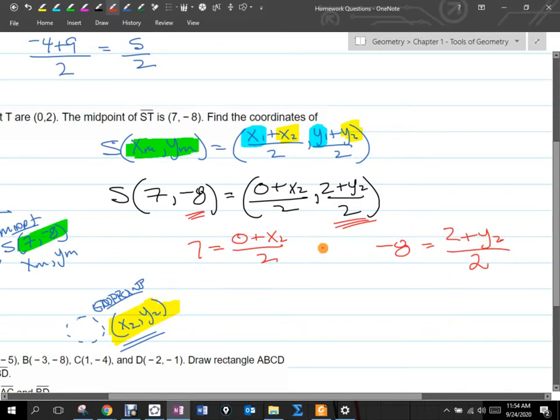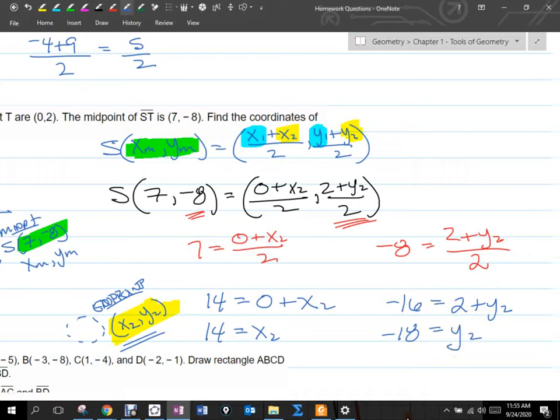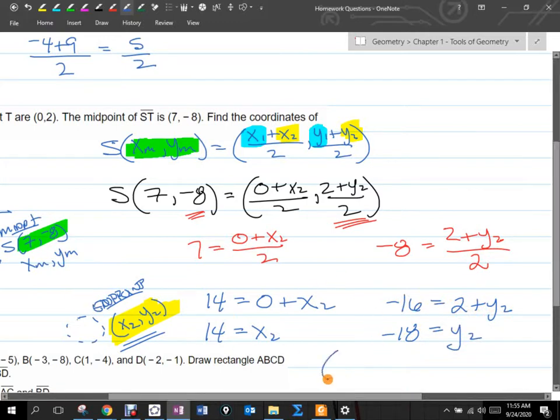So now you've got these two equations that you can go through and solve. What would you do first here to get rid of the fraction? Multiply both sides by 2. So I'm going to get 14 is equal to 0 plus x sub 2. That's already solved for x sub 2, so that's the coordinate. And you would do the same algebra here. First, you'd multiply both sides by 2, so it gives you negative 16 is equal to 2 plus y sub 2. Subtract 2, you get negative 18 is equal to y sub 2. So my ordered pair is going to be 14 comma negative 18.